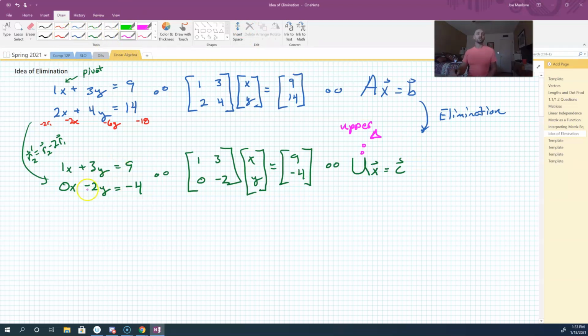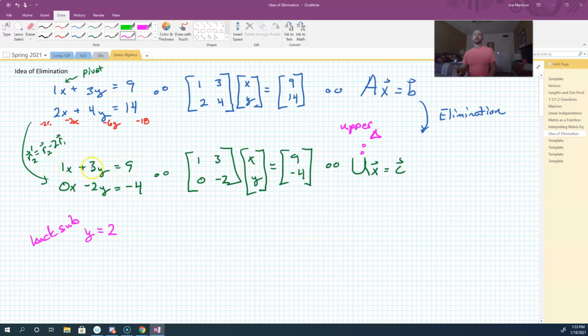So, let's see. After I'm done with this, just a tiny bit of manipulation here will get me to, well, that second equation actually tells me that y is 2. You guys see that? And then we can do what's called back substitution.